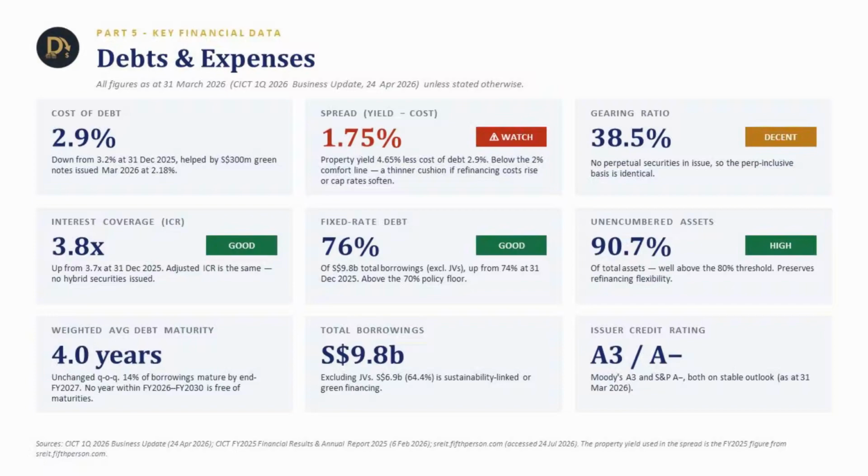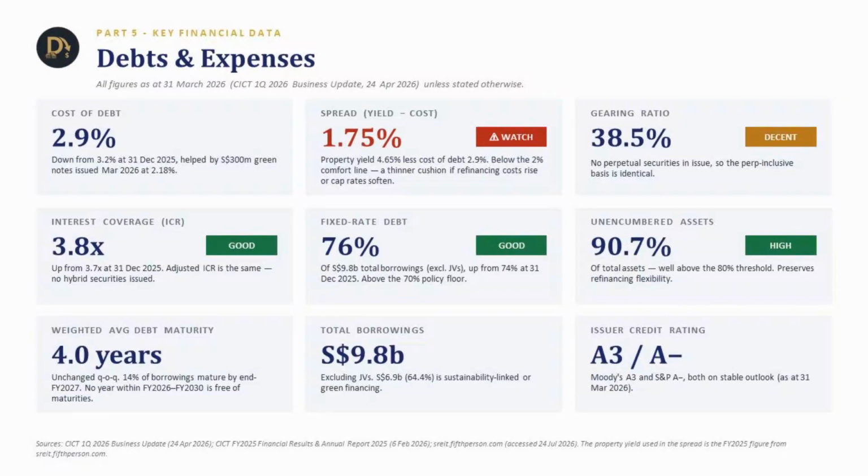Right, and that ICR improvement from 3.7x to 3.8x is the direct mathematical result of the aggregate cost of debt reducing to 2.9%. The interest expense denominator shrank, expanding the coverage ratio. Let's look at capital structure stability. The data highlights that 76% of the $9.8 billion in total borrowings are on fixed rates, which is up from 74%, maintaining a position above their 70% policy floor. That mathematically insulates 3/4 of their debt from short-term benchmark rate fluctuations. It ensures predictability in the interest expense line item.